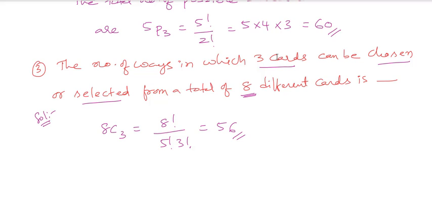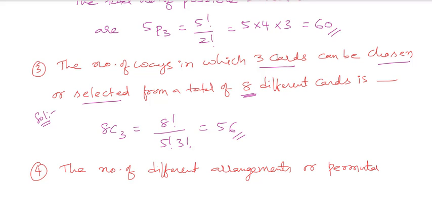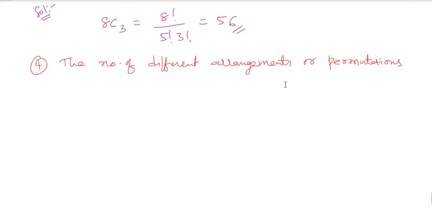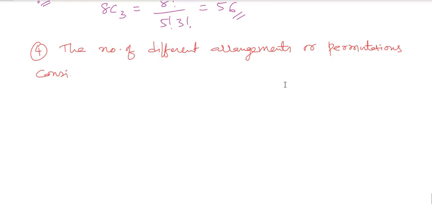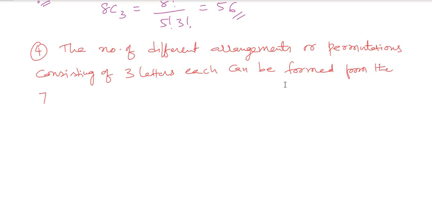Next, can you try one more problem? The number of different arrangements or permutations consisting of three letters, each can be formed from the seven letters A, B, C, D, E, F, G. This is the question.